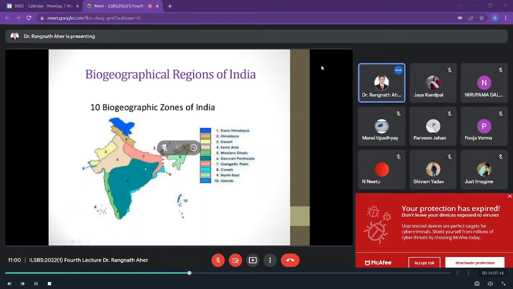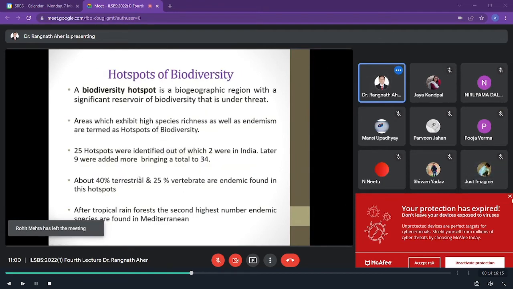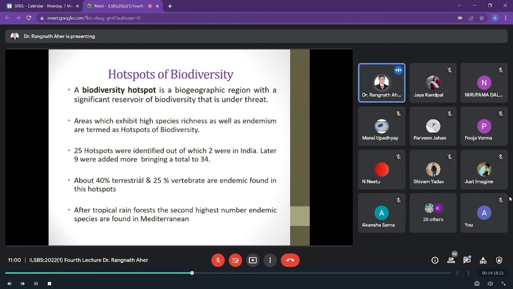is the broadest, the largest biogeographic zone of India. There are some hotspots of biodiversity in India. A biodiversity hotspot is a biogeographic region with a significant reservoir of biodiversity that is under threat. Areas which exhibit higher species richness as well as endemism are termed hotspots of biodiversity.